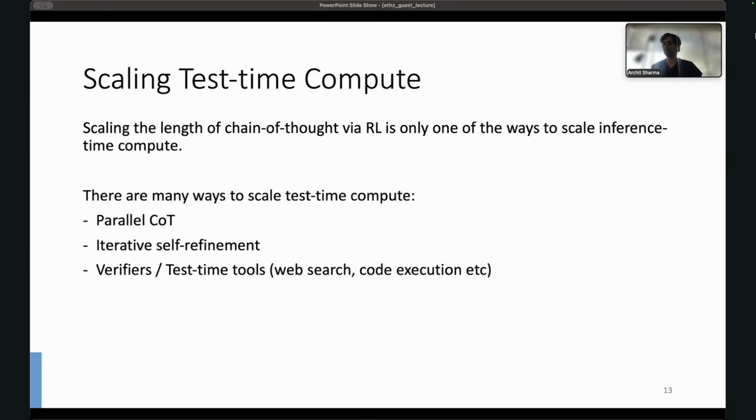For example, you can allow the model to reason multiple times in parallel, and you can allow the model to take its previous answer and improve it over multiple iterations. You can allow the model access to tools such as web search, code execution. You can allow it sandbox environments. You can allow the model to verify its own answer. And there are a lot of techniques you can use to increase the amount of test time compute the model uses and improve its answer.